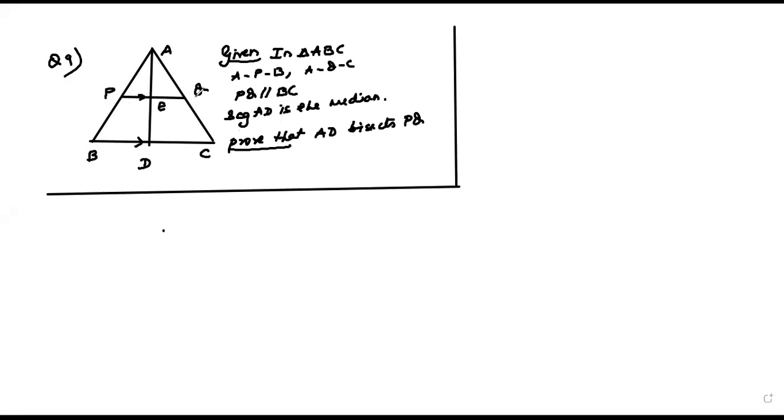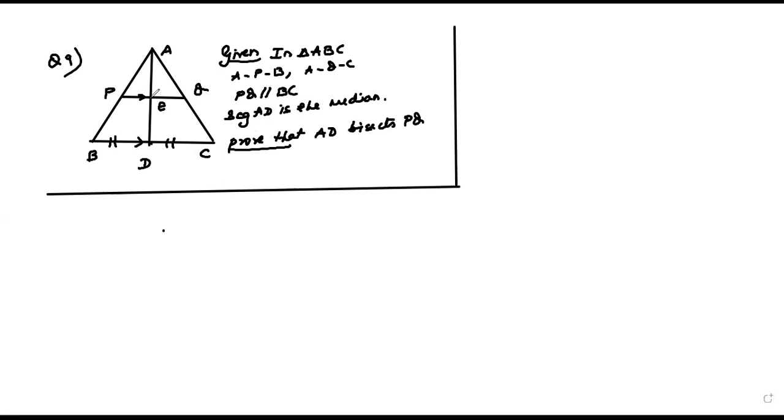This PQ is parallel to BC. This segment AD is a median of triangle ABC. That means a median always joins the midpoint of a side to the opposite vertex. So when they say AD is a median, A is a vertex, that means D is the midpoint of BC. Now you want to prove this AD bisects PQ at E.